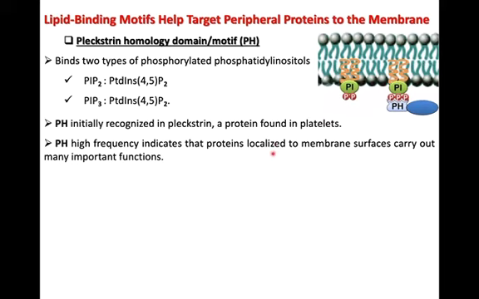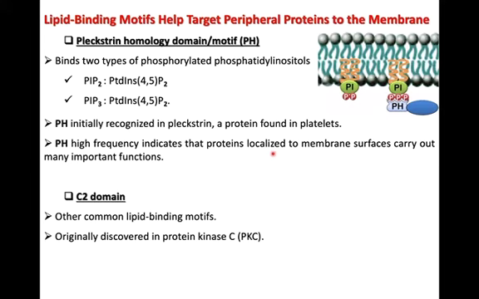So what is that PH? PH was initially recognized in a protein in platelets, which is called pleckstrin, and this PH domain indicates that the protein can be localized to the membrane surface. Any protein that has this PH domain will carry a very important function in the process of signaling.